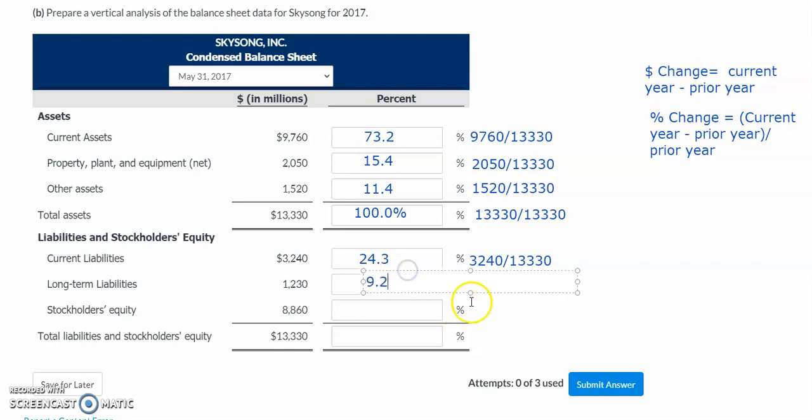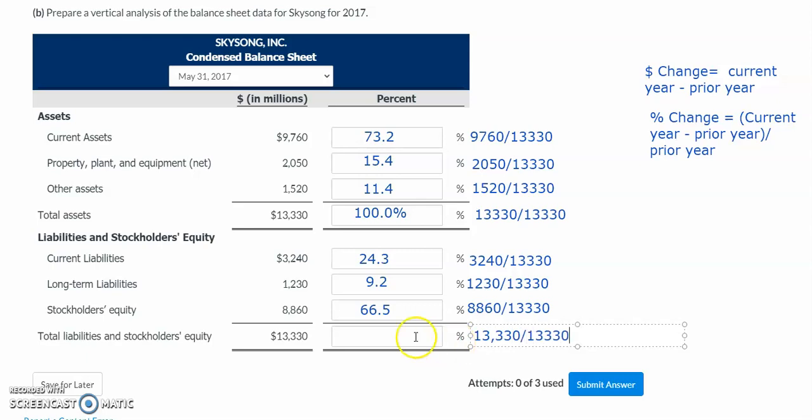So all of these are in percentages. And our stockholders' equity is actually going to have the largest composition. So this company relies a lot more on equity financing rather than debt financing. So that's at 66.5%. And similarly, if you have all of your financial statement line items, then your total liabilities and stockholders' equity will add up to 100%. And you can also add up all of these to add up to 100%. So I'm going to pause here for a second.